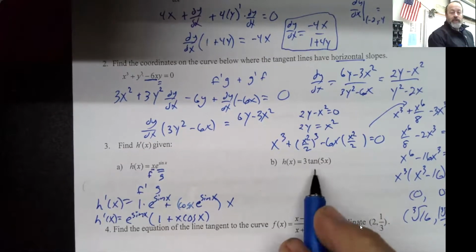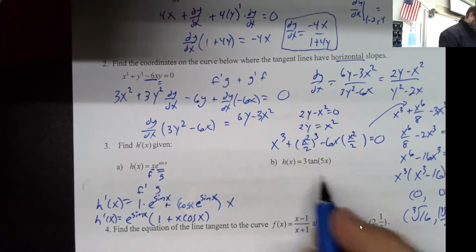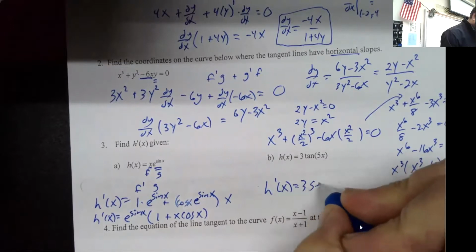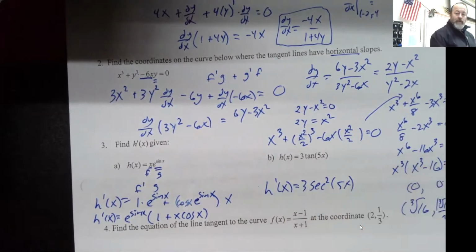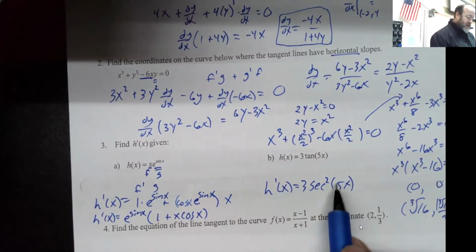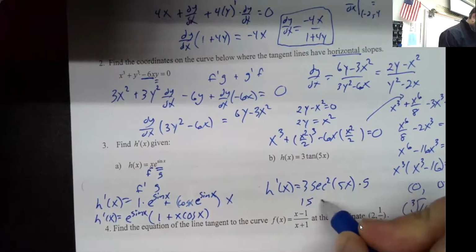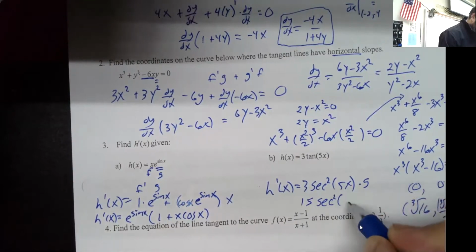And then part B is very clearly just a simple chain rule. Don't forget that the derivative of a tangent is a secant squared. So h prime is going to be 3 secant squared of 5x. But now we need to multiply that by the derivative of the part inside, which the derivative of 5x is just 5. So we're looking at 15 secant squared of 5x.